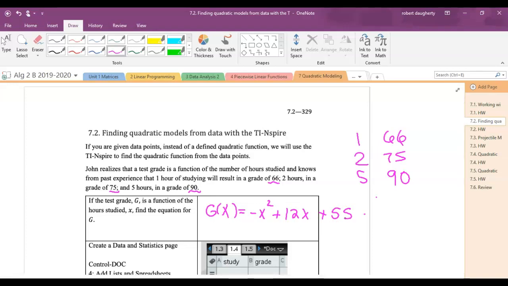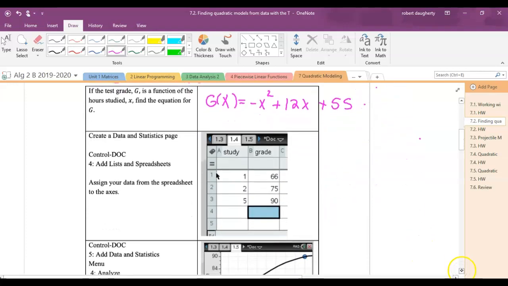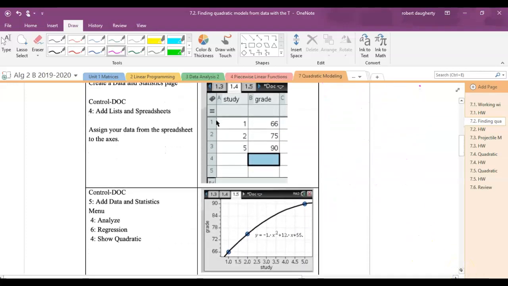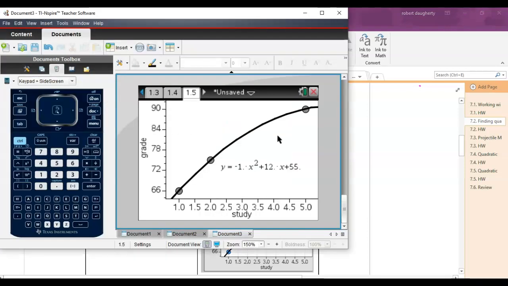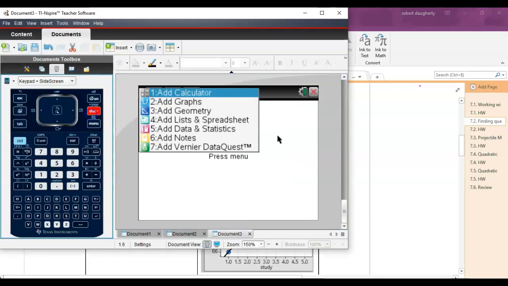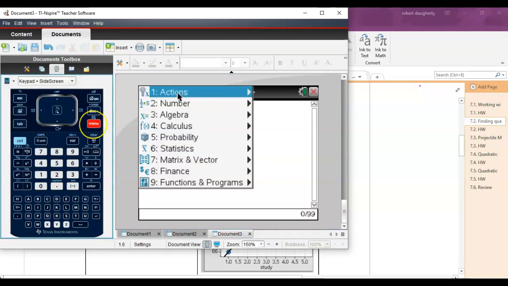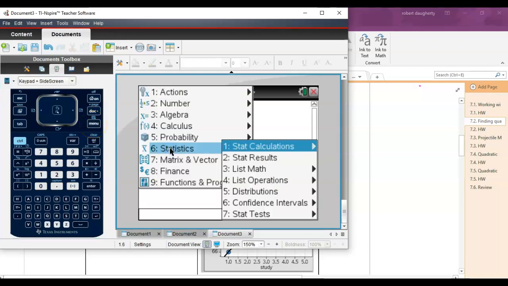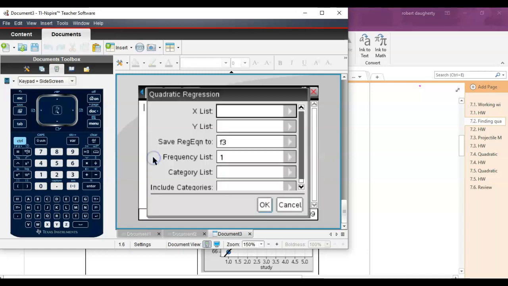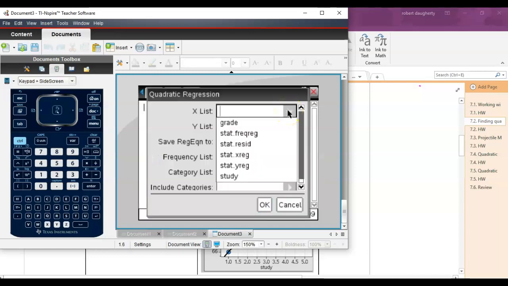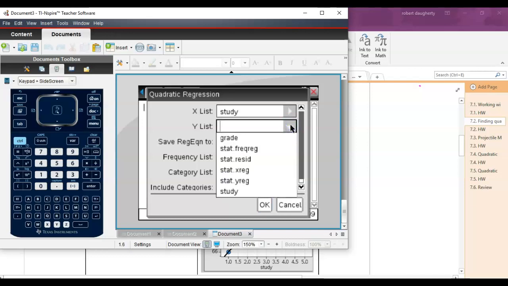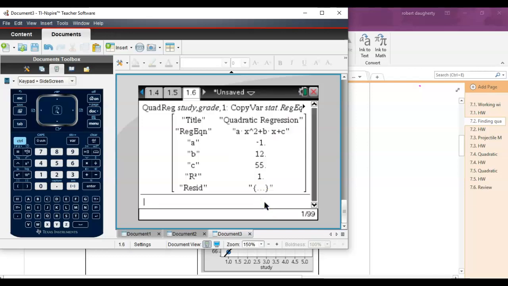Okay, so what you see that follows is just what I did on the calculator. Enter the data. I did a data and statistics page. The other way to have done this would be to just add a calculator page, and then it's a couple of extra steps, but statistics, stat calculations, quadratic regression, you have to put your study time and your grade in there. Okay, the grade is a function of the hours you study. And ax squared plus bx plus c, that's negative x squared plus 12x plus 55 is the formula for that.